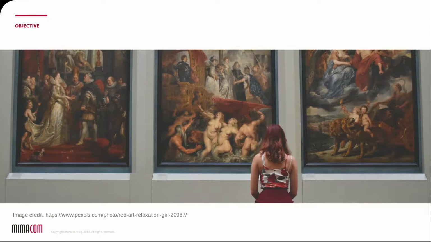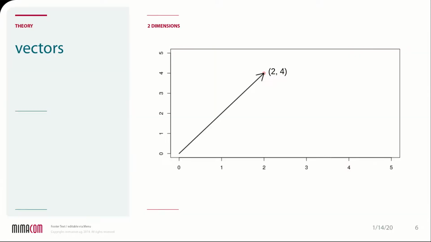So in the end, your potential customers might just go to a museum or art gallery. They might take a photo of something that they like, upload it to your site, and you can show them what's for sale on your site. In order to get there, we need to cover some of the theory first. We will start with vectors.